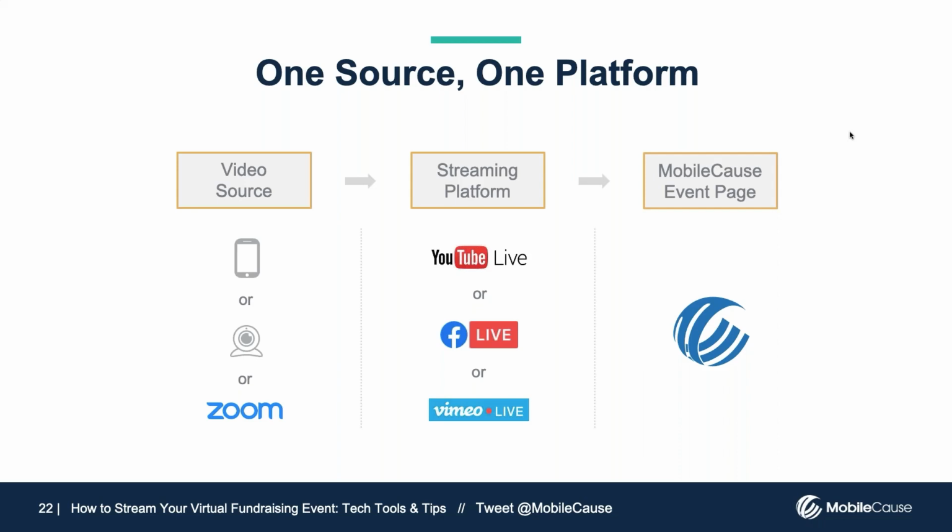So you take the video source, your laptop webcam, and you tell the streaming platform that's what you want to broadcast out, and you take that YouTube link and you put it on the MobileCause event page and you share that with your audience before the event. And that's it. That's the most simple scenario you can think about for setting up a live stream event.